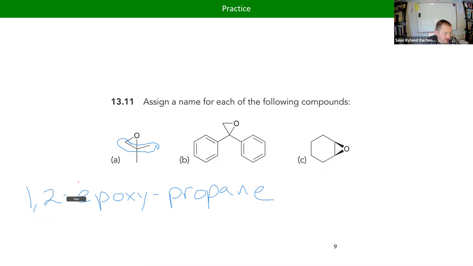And just when in doubt, might as well put the numbers in there: 1,2-epoxy propane. But we still have a branch as well, so we'd say 2-methyl. The 2 on the methyl is a little redundant, because otherwise it'd be a butane. But again, when in doubt, it's better to be overly specific and redundant than to not put a number where you needed it.